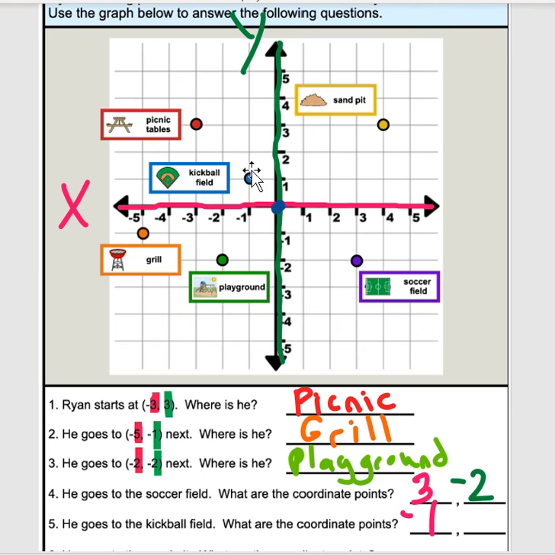We see that our blue dot's here, so we have to go up. So we go up, how many? We go up 1. And because we went up, we know that it's a +1. So we're going to go ahead and put in a +1 into our coordinates. So the kickball field is located at -1, 1.